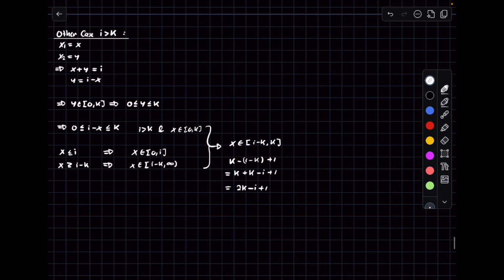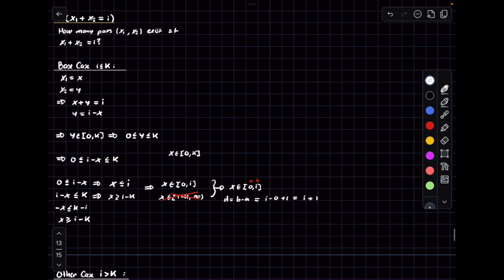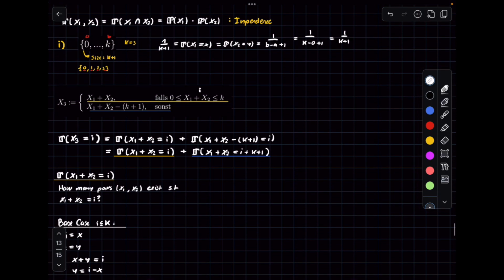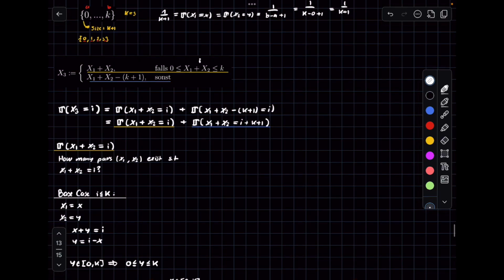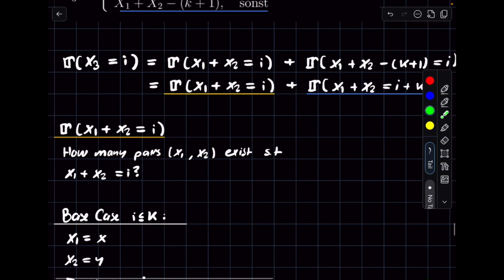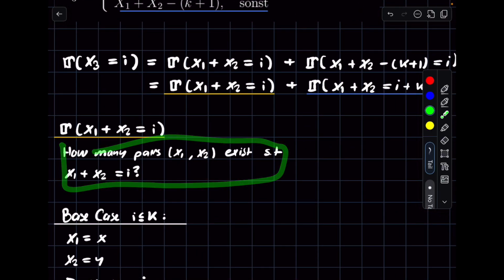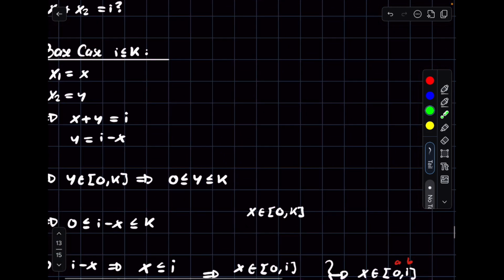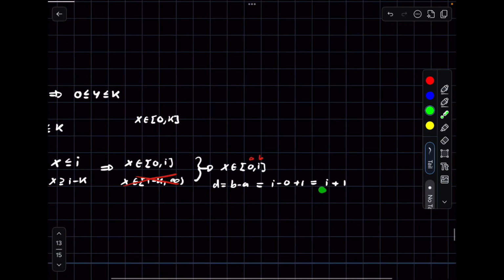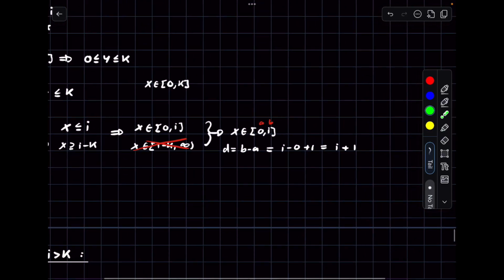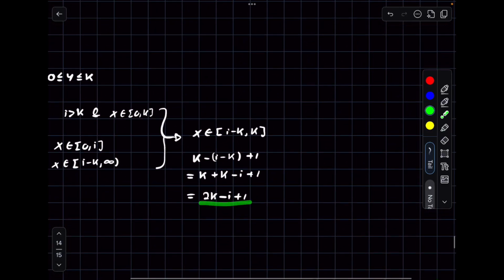That's pretty much it. Now, we know for a fact that we want to find the probability of x1 on x2. So it says how many pairs do we have, right? And what is the probability of this? So the valid pairs that we have are I plus 1 in this case, and 2k minus I plus 1. That's the other valid case. But we want to divide this number amongst all the possible cases.